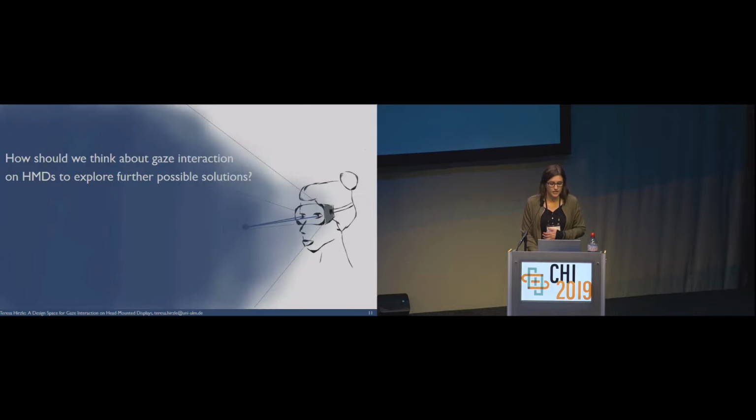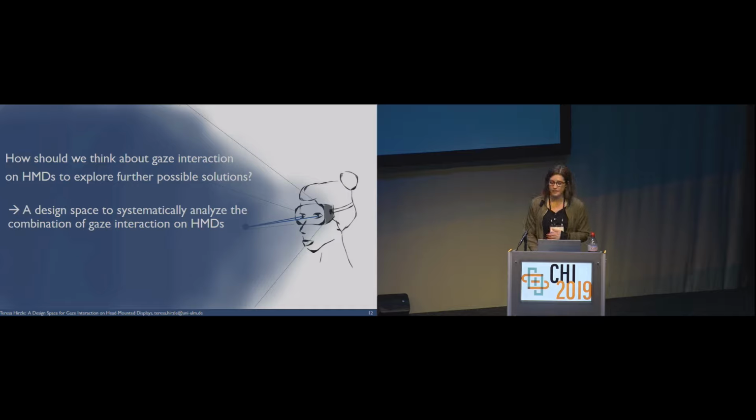So how should we think about gaze interaction and HMDs to explore further possible solutions? Design space has been shown to be a suitable tool in HCI to systematically analyze the combination of new technologies. In our case, we therefore created a design space to analyze the combination of HMDs and gaze interaction. Our design space is intentionally directed towards non-expert content creators. So we want to give a basic framework on how to think about gaze interaction and HMDs for everybody, so to say. You don't have to have an expert background in HMD technology or in eye tracking.